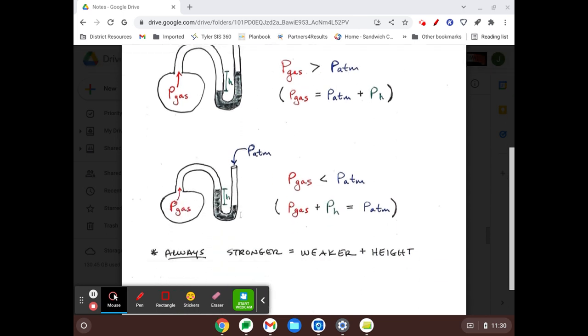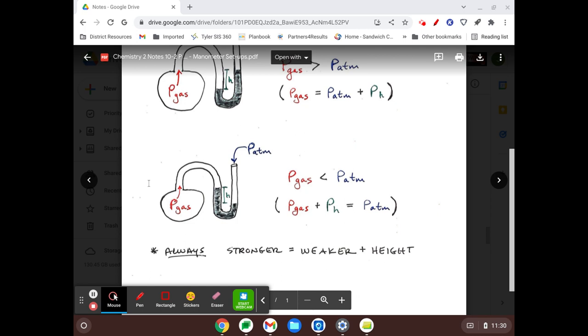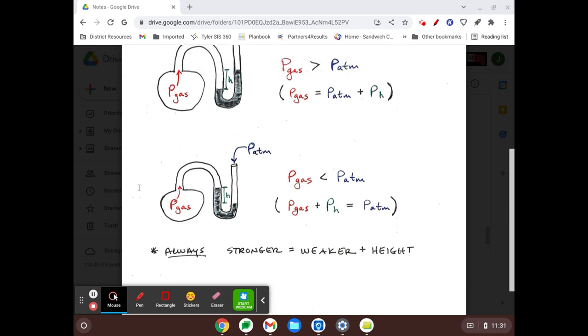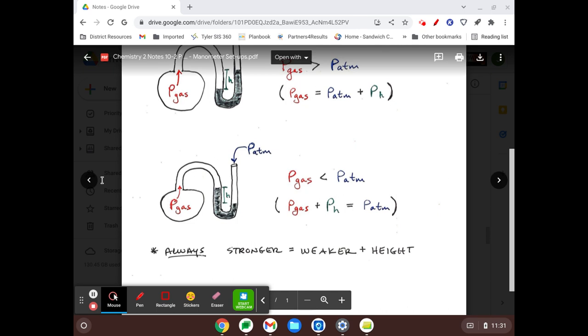So if the atmosphere is stronger, it'll look like this. The gas is weaker. The height difference added to the gas, because the gas is weaker, will equal the pressure of the atmosphere. It's always the stronger one equals the weaker one plus the height.